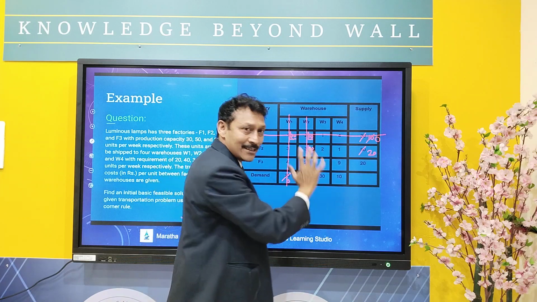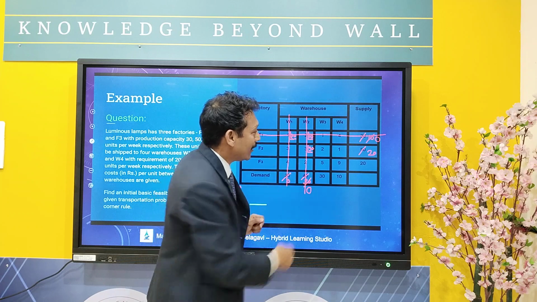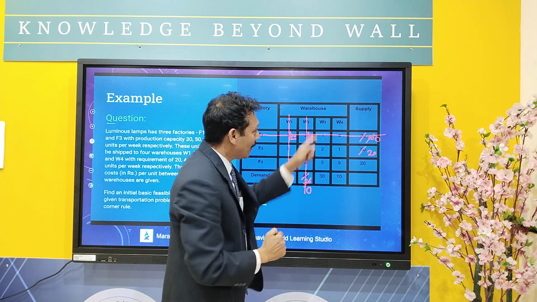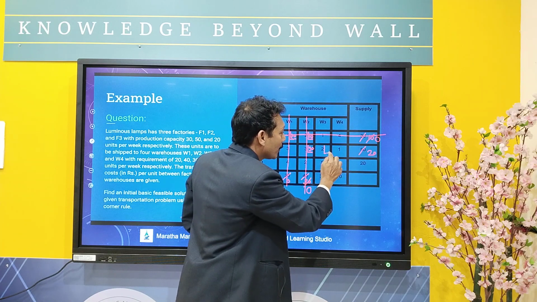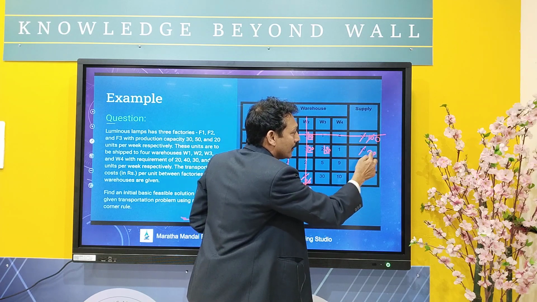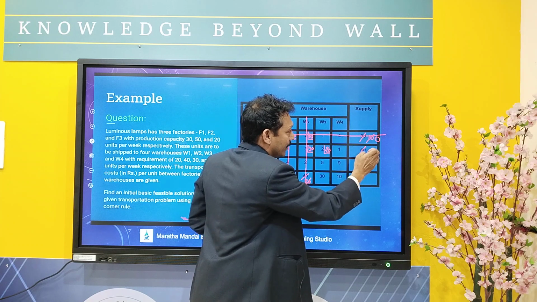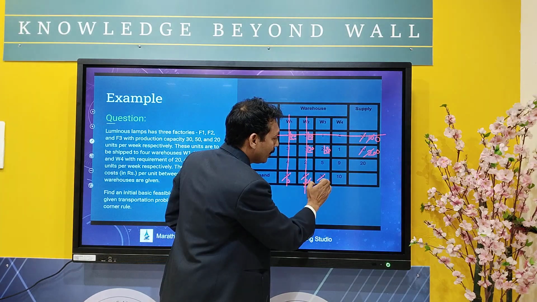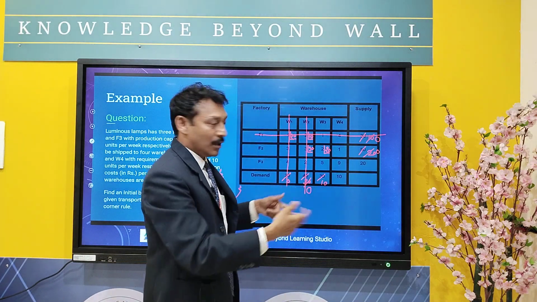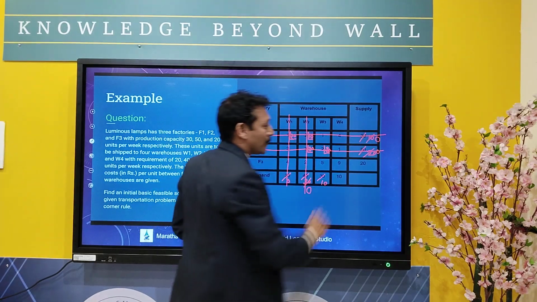Now the remaining matrix is this. Again we see which is the northwest corner. The requirement of warehouse W3 is 30, but in our hand only 20 units are there. So we put these 20 in this cell, and this becomes 0. Here 10 remains for W3. F2 cannot supply anything more, so again we scratch this from the matrix.